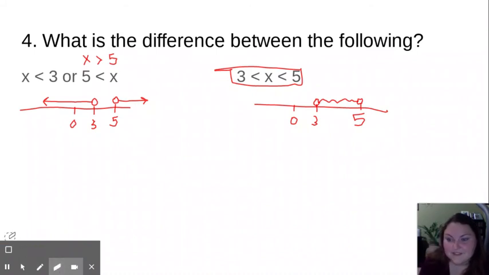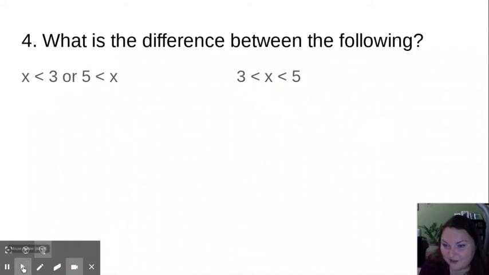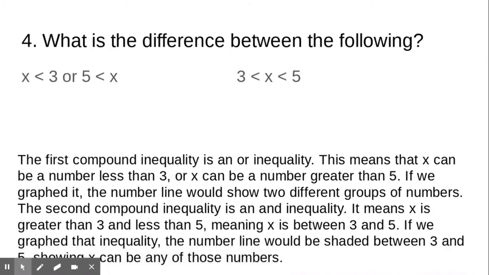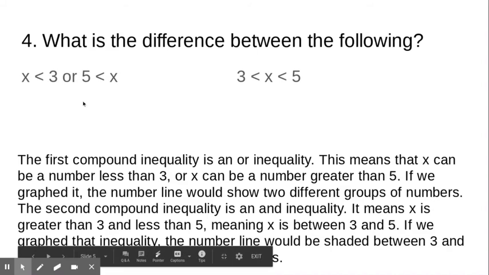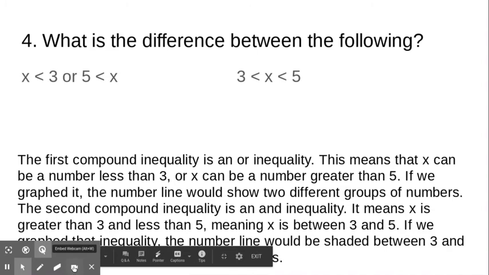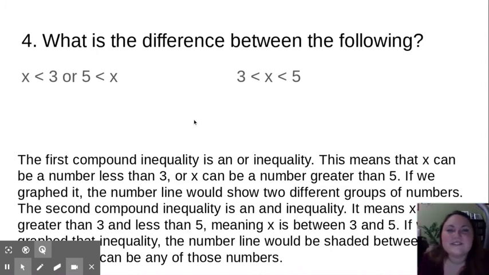So as far as options for the answer to this question, one option could be this answer right here. The first compound inequality is an or inequality. This means that x can be a number less than 3 or x can be a number greater than 5. If we graphed it, the number line would show two different groups of numbers. The second compound inequality is an and inequality. It means x is greater than 3 and less than 5, or x is between 3 and 5. If we graphed that inequality, the number line would be shaded between 3 and 5, showing x can be any of those numbers. Obviously, I'm a math teacher, so my answer is long because I'm hitting everything I could possibly hit when talking about this problem. But again, just to give you an idea of what a stellar response would look like, it's something like this.